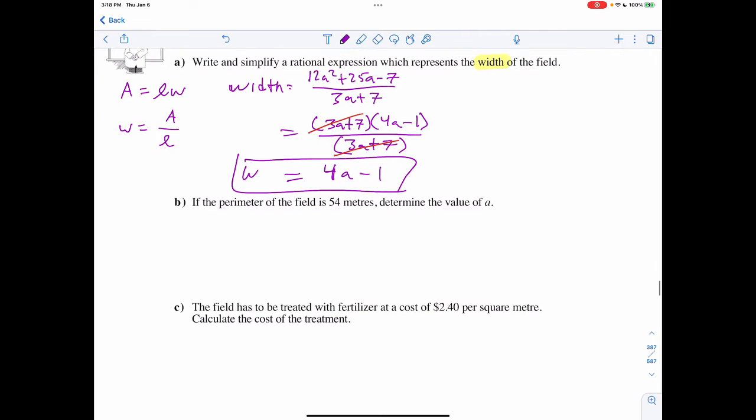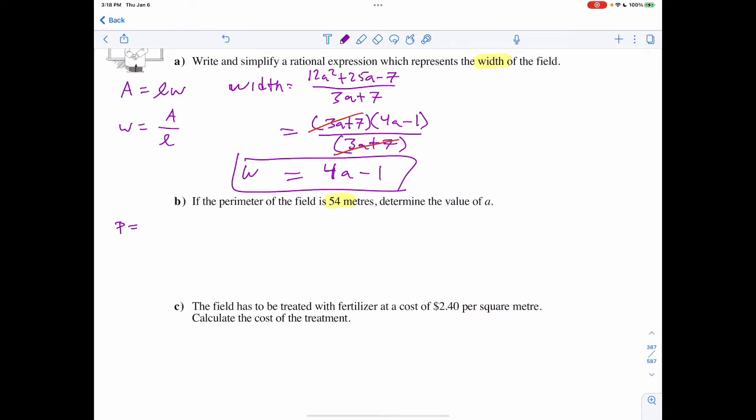For the second part of the question, it says, well, what if my perimeter is 54 meters? And we know that perimeter is equal to 2 lengths plus 2 widths. And I already know what the length and the width are. We were given the length, and we solved for the width. So that means that if I take 2 lengths, 2 3a plus 7s, and I add to that 2 widths, 2 4a minus 1s, that's going to equal 54.